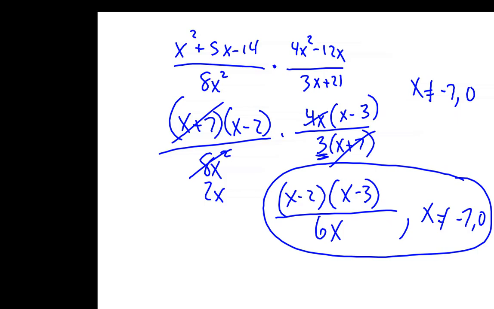And there it is. Matt? No. Remember, we're leaving these in factored form. Could you multiply it out? Yes. Yeah, negative 7 or 0.